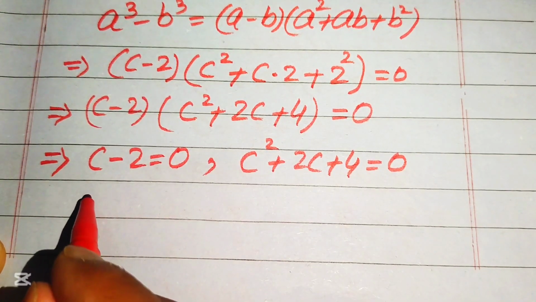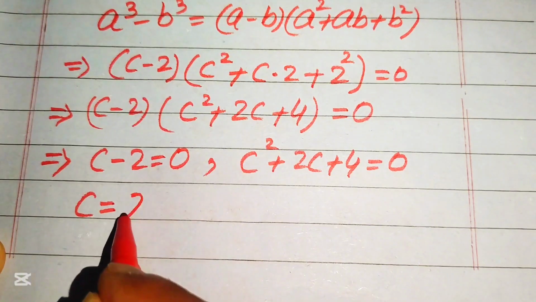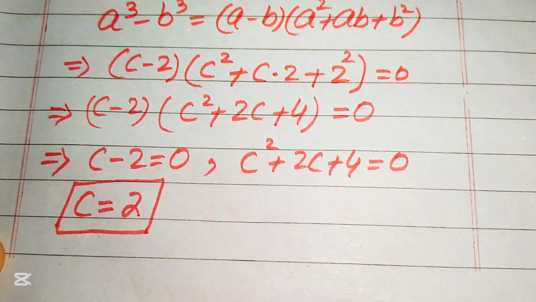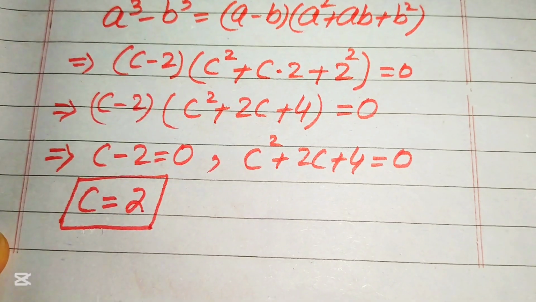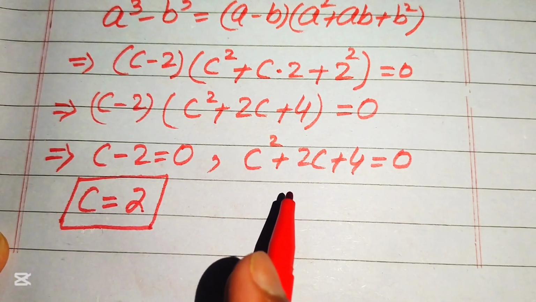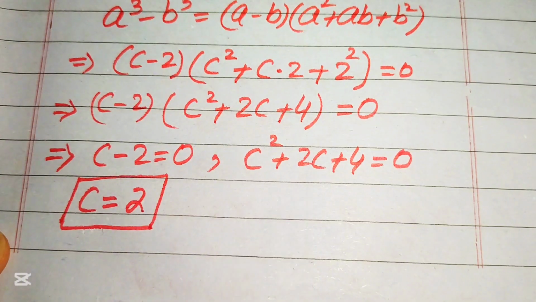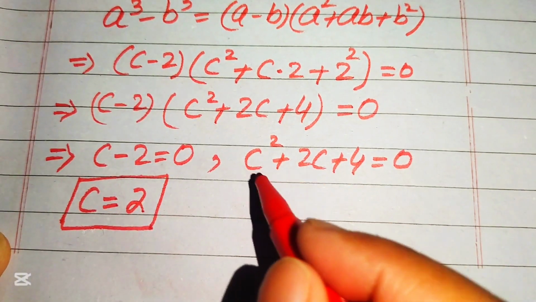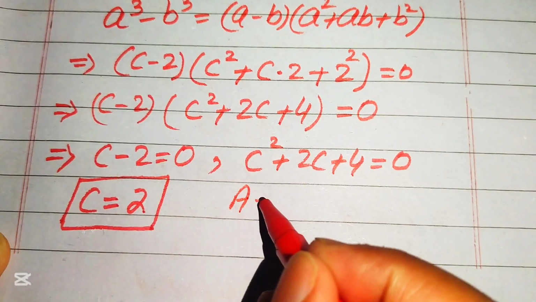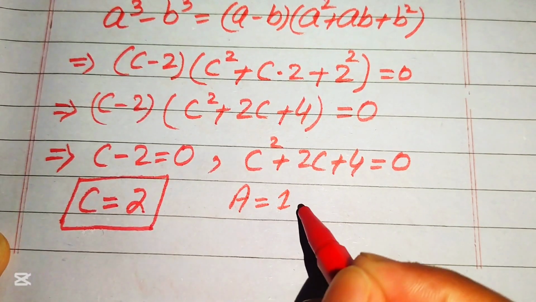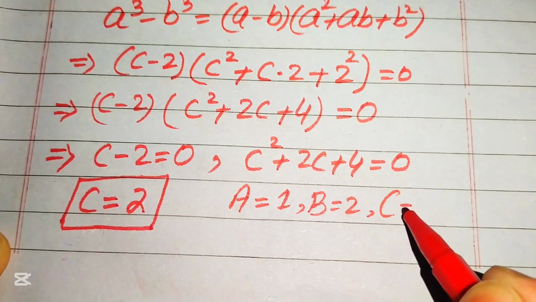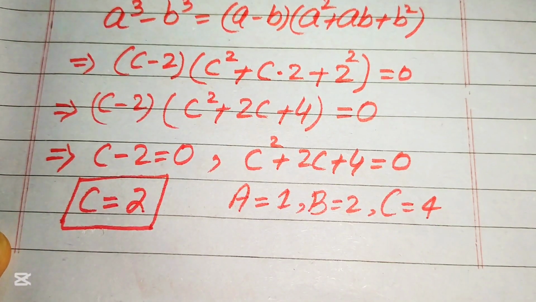From the first case we easily get c = 2. So this is our first real root of the given equation. Now in order to find the other roots we need to solve this quadratic equation. We can apply the quadratic formula. First we write the coefficients of this equation: capital A equals 1, capital B equals 2, and capital C equals 4.